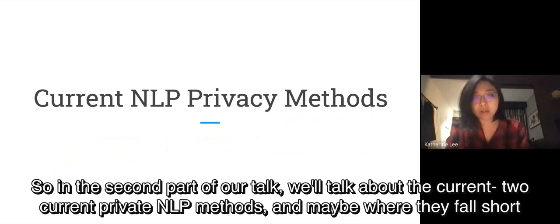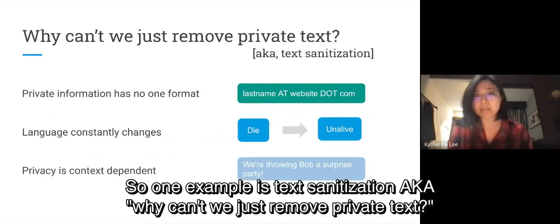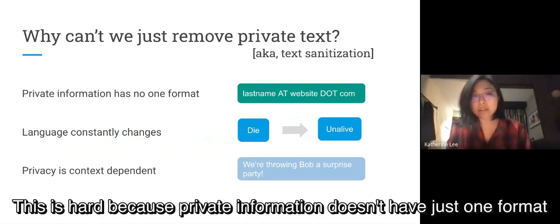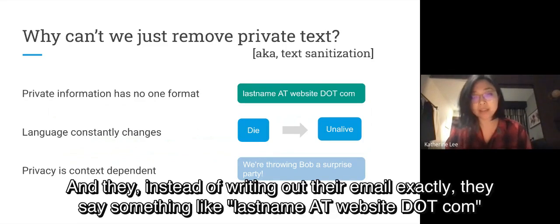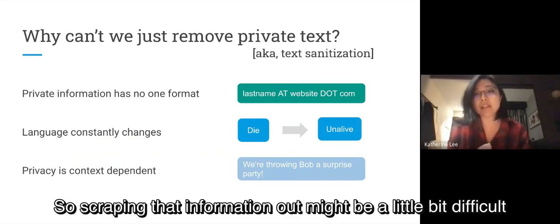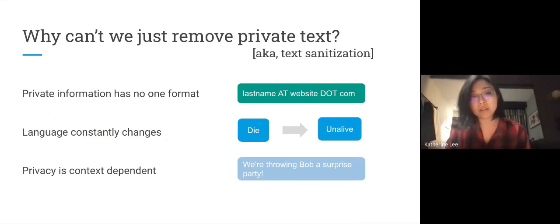So in the second part of our talk, we'll talk about the two current private NLP methods and maybe where they fall short. So one example is text sanitization, aka why can't we just remove private text? This is hard because private information doesn't have just one format. For example, you've been on many academics' websites and they, instead of writing out their email exactly, they say something like last name at website.com. So scraping that information out might be a little bit difficult.